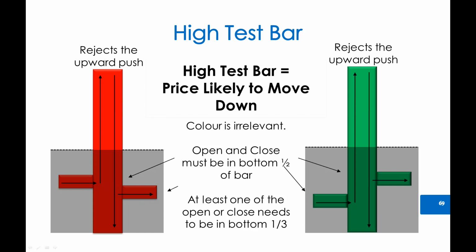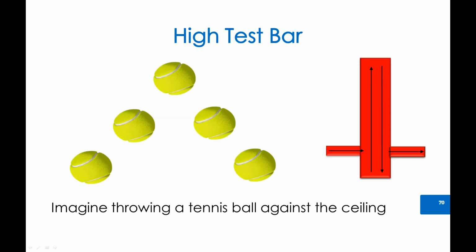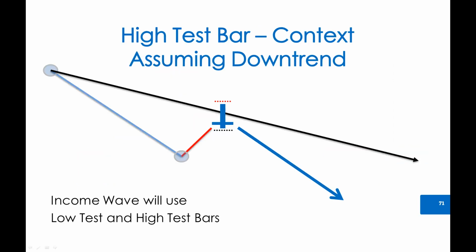The left-hand side bar is red because the price closed ever so slightly lower than where the price opened originally, and on the right-hand side the price closed ever so slightly higher than where it opened originally. So if you imagine throwing a tennis ball against the ceiling, it would reject the ball and force it into downward pressure. That's exactly what's happened here with the high test bar.